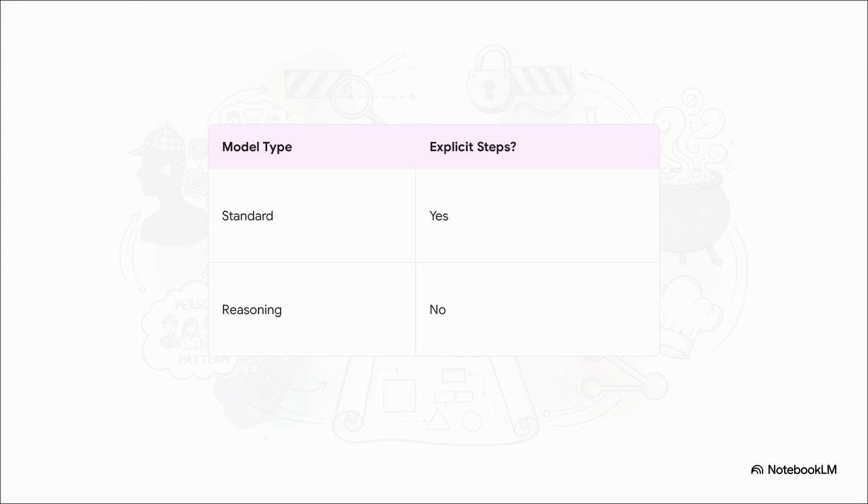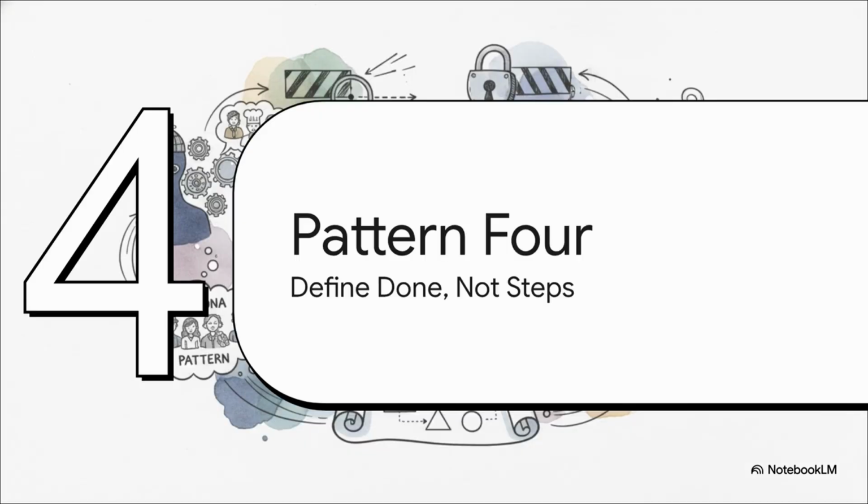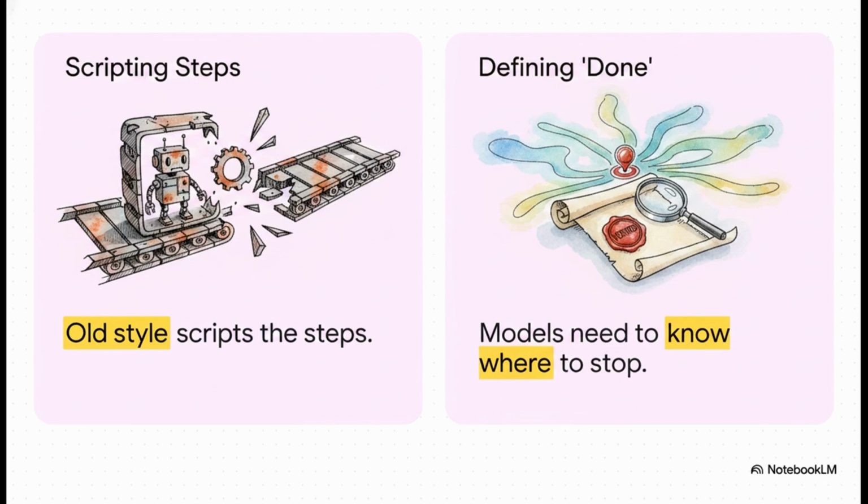All right, that brings us to pattern 4, define done. This is one that honestly most people never even think to use. See, old style prompts tend to script absolutely everything. Step 1, read the document. Step 2, extract the claims. Step 3, search for each one. And yeah, sure, it works, but it really boxes the AI in. If even one of those steps fails, the whole shebang breaks down.